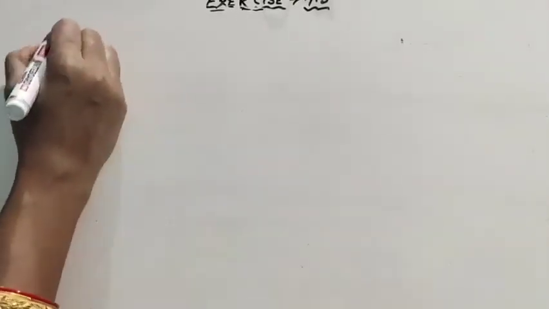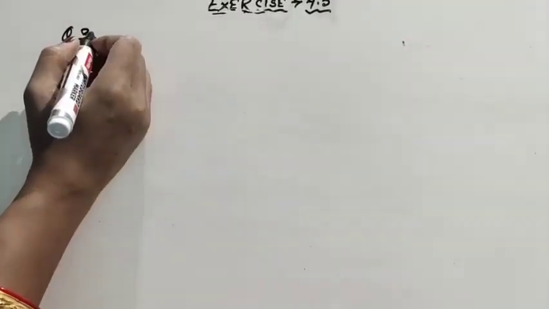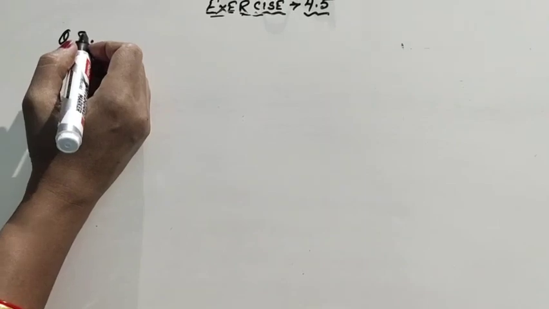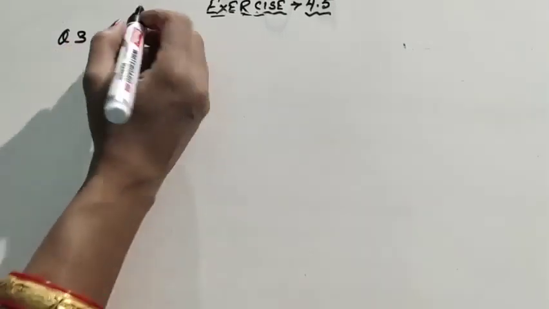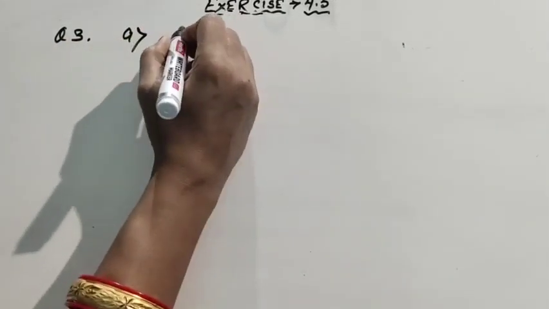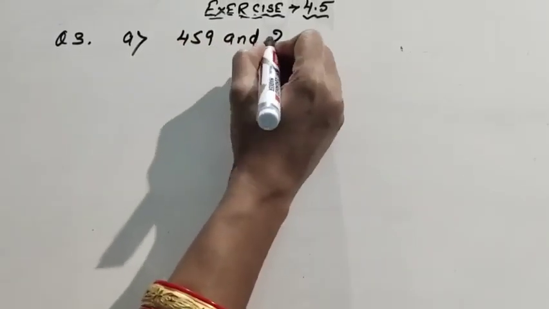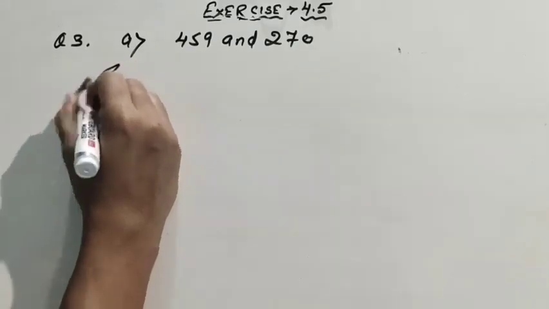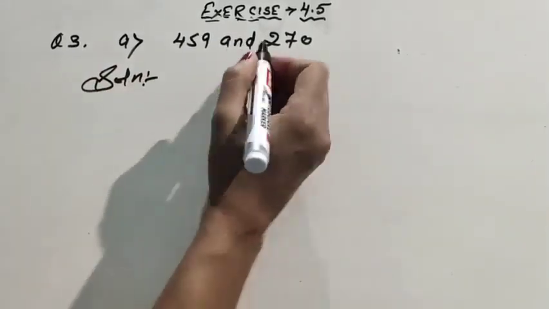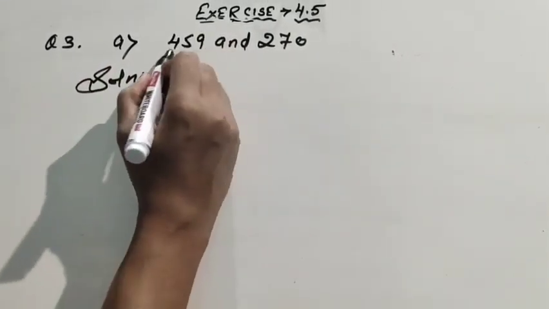Question number 3 is given. Find the HCF of the following numbers using the division method. We can go with the division method. Very easy method is there. 459 and 270. Okay. So we can solve this using the division method. Which one is bigger? This one is the bigger.